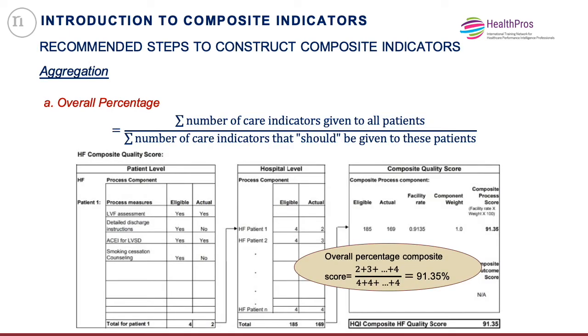In the overall percentage approach, the numerator is the total number of care indicators given to all patients in the hospital if we are calculating on hospital level, and the denominator is the total number of care indicators that should be given to those patients. And here is an example of how Centers for Medicare and Medicaid Services calculated hospitals' heart failure composite quality score for their Hospital Quality Incentive Demonstration Project. Here, patient 1 is eligible for 4 indicators and received 2 of them. So this patient's contribution to the numerator is 2 and to the denominator is 4. This is done for every patient in the provider, and the provider's quality score is calculated this way.